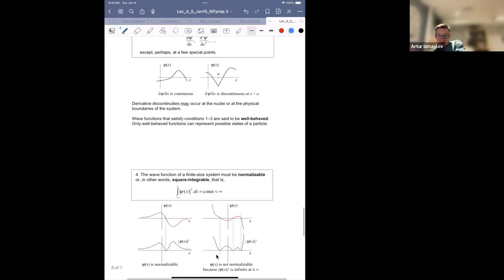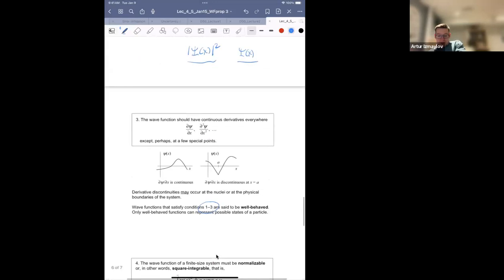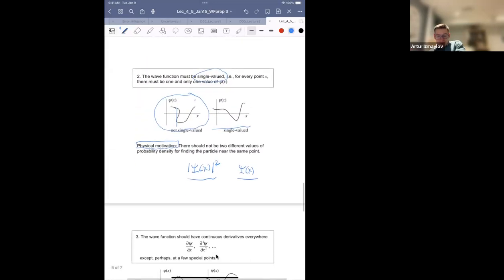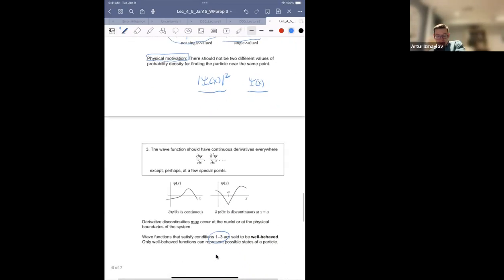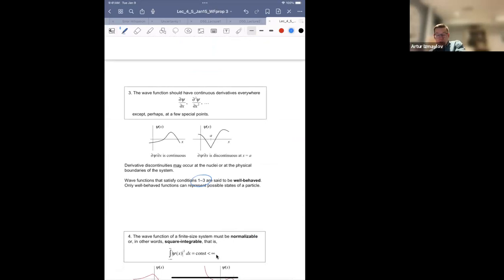And the functions that have properties 1 to 3, which is single valued, differentiable, and continuous, right? That's usually called well-behaved functions for most of the systems. We will be considering functions that are well-behaved.